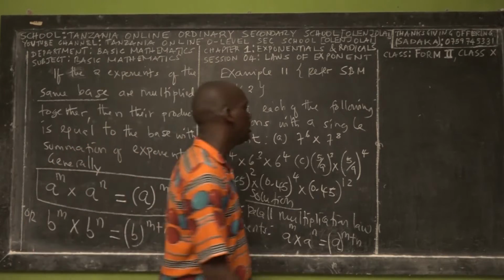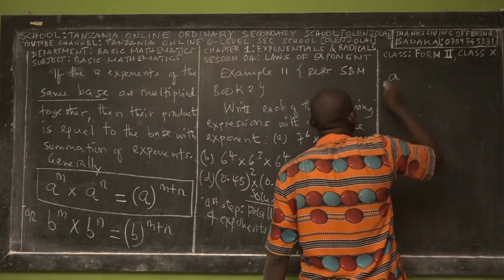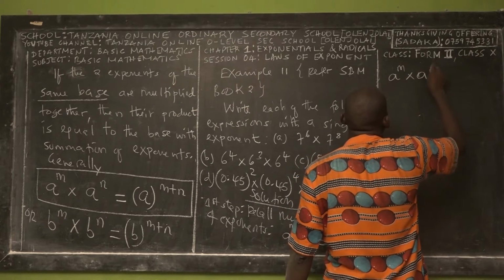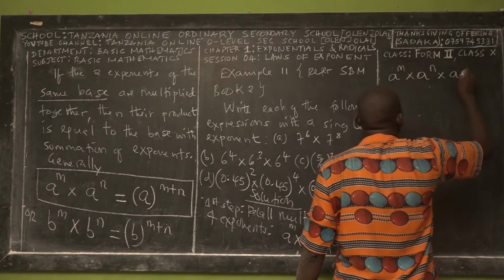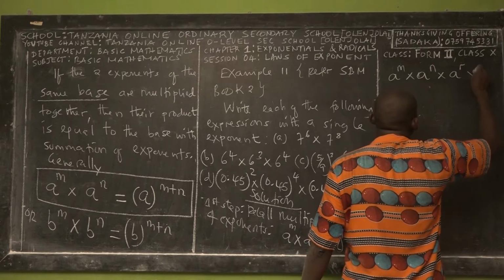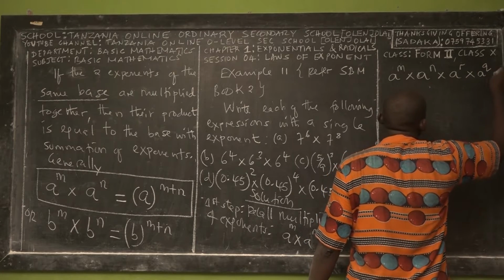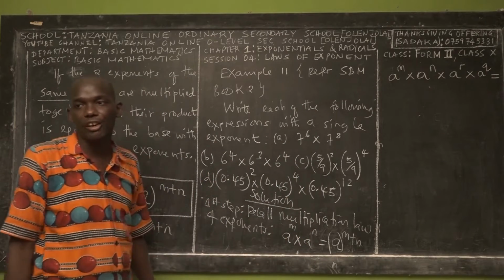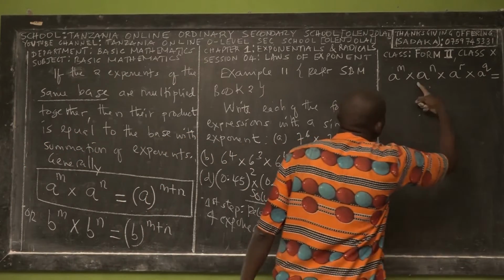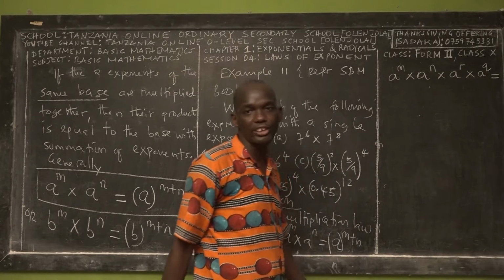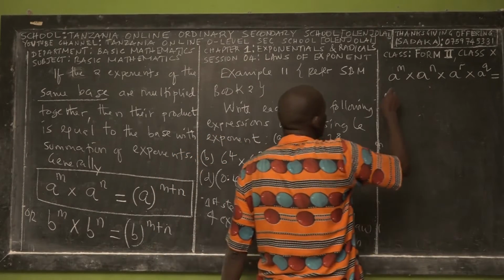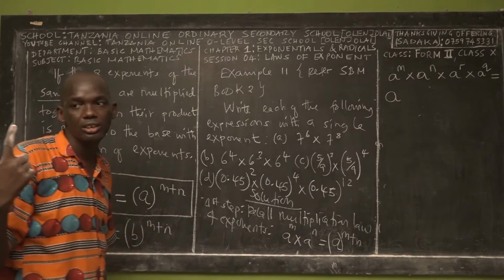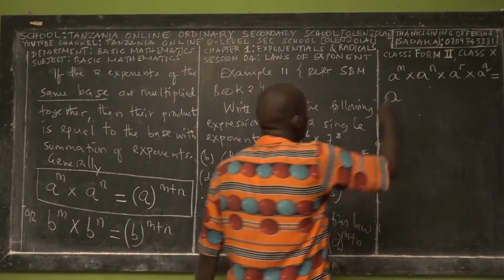Similarly, we can extend this law to a power m times a power n times a power r times a power q. How many exponents do you have there? Four exponents: first, second, third, fourth. The same law is applicable because all four exponents have the same base. So we add what exponents?